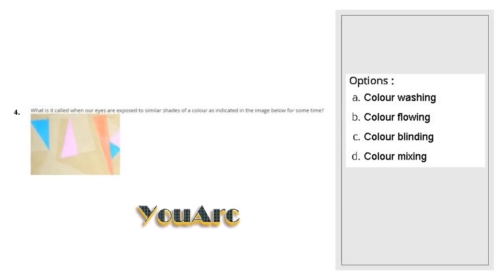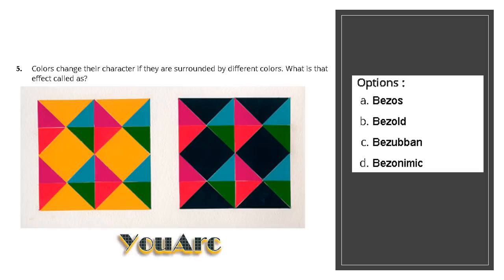So this is another question. What is it called when eyes are exposed to similar shades of color, which we already saw. They have given a different image. In this image, we can see color washing happening here. Okay. So when a color changes its character because it is surrounded by different colors, what is this effect called? We already know this. Yeah, Basalt effect.